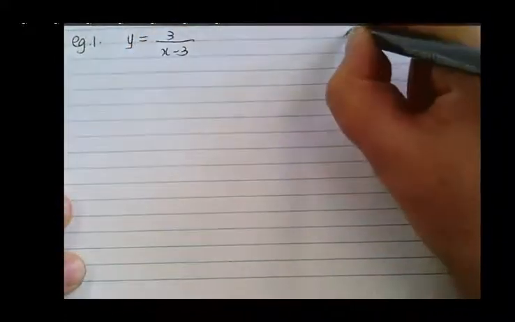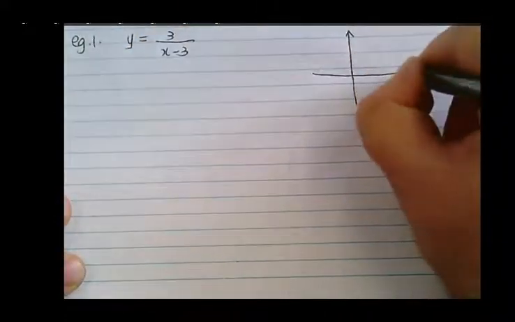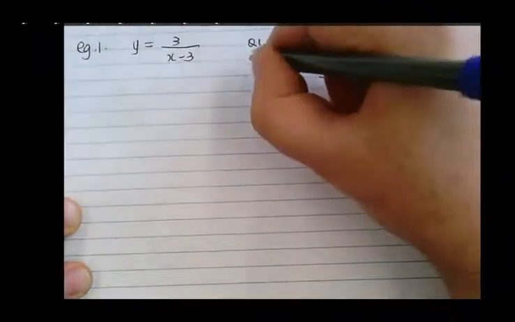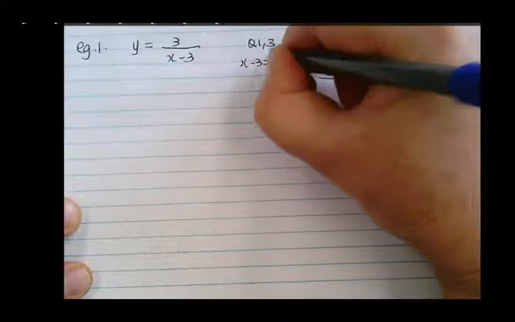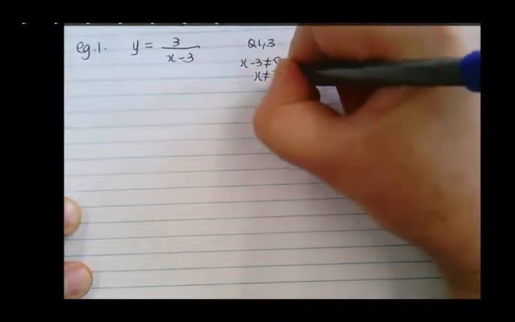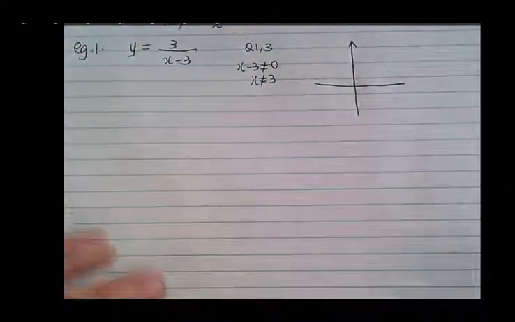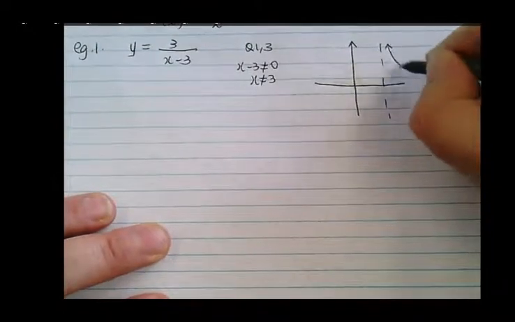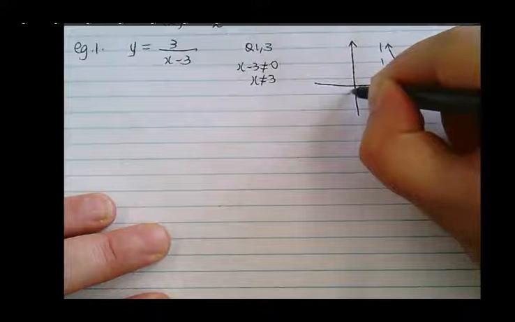So, you should be able to sketch that. You look at it and you say, yep, quadrants 1 and 3. X minus 3 can't equal 0, so x cannot equal 3. That's where your asymptote is, at positive 3. And you know it's the quadrant 1 and 3 type like that.